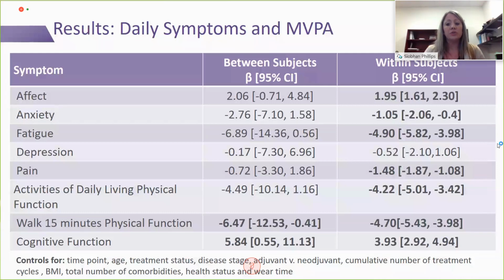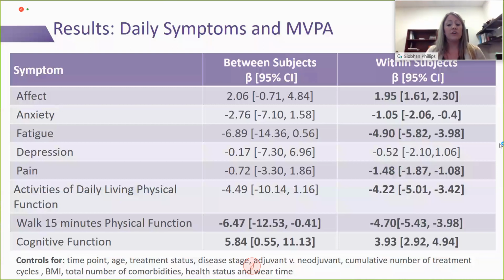And so we used a mixed model controlling for relevant covariates to examine the relationship between daily symptoms and moderate and vigorous physical activity, looking at both between subjects effects, which we defined as the association between overall average daily symptom measurements across the 30 days, and then within subjects effects, which we defined as an individual's daily deviation from their own 30-day average.